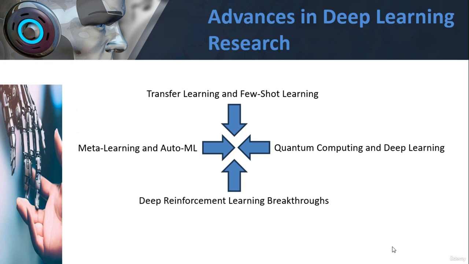Meta learning and auto machine learning. Meta learning focus on training models that can quickly adapt to new tasks or environments. We delve into meta learning algorithms like MAML and Reptile, which optimize for fast adaptation. We also explored the emerging field of auto machine learning, which aims to automate the process of designing and optimizing deep learning architectures. Deep reinforcement learning breakthrough.